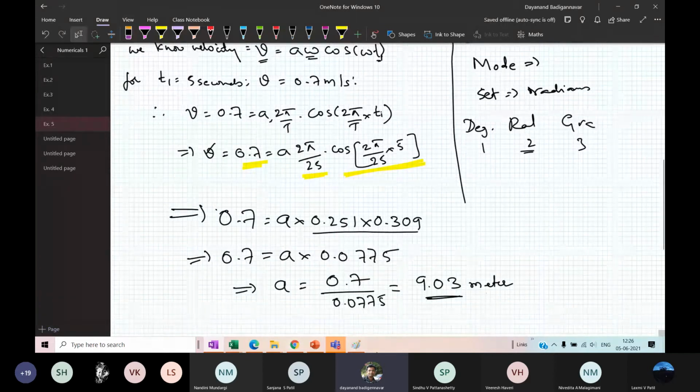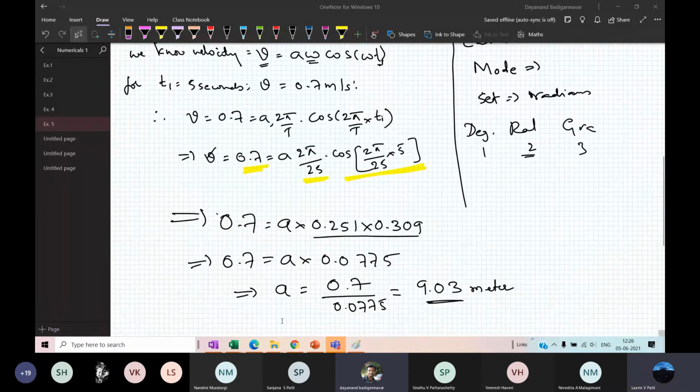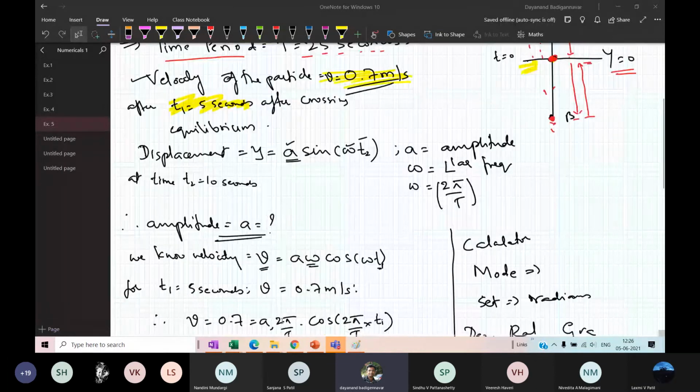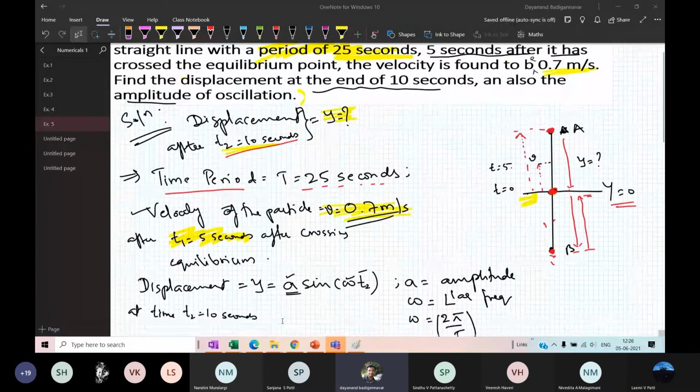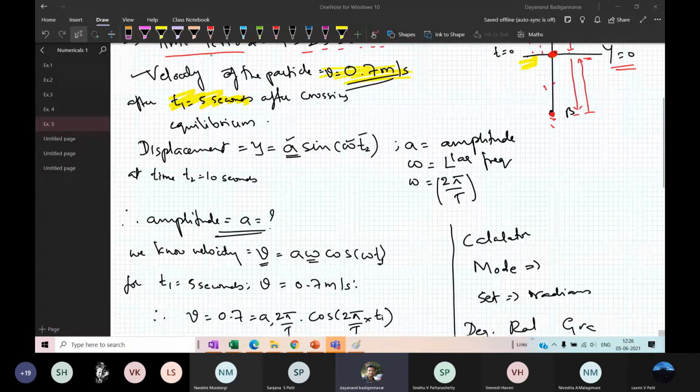Very good. Now after that you have the displacement equation y. This is the equation y you have, which I have written here. So this is the equation for displacement I have written here.